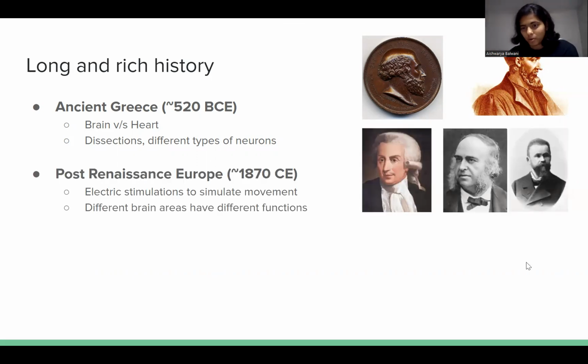We then go to post-Renaissance Europe, so about 1870, 1880, and this was the first time people could conclusively show that giving electric shocks to different parts of the brain could actually stimulate movement in different limbs of the animal. I believe the earliest experiments along these lines were done on frogs, in a slightly different way, but sort of related. This led to conclusive studies that different brain areas actually have different functions and affect different parts of your body depending on how they're connected.